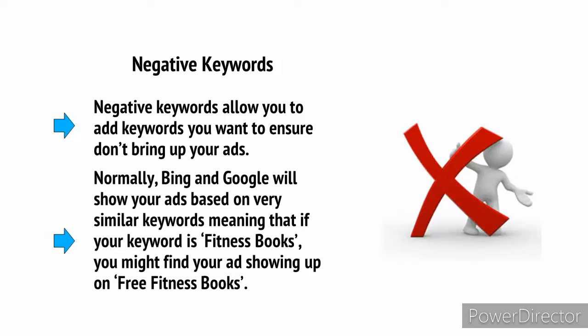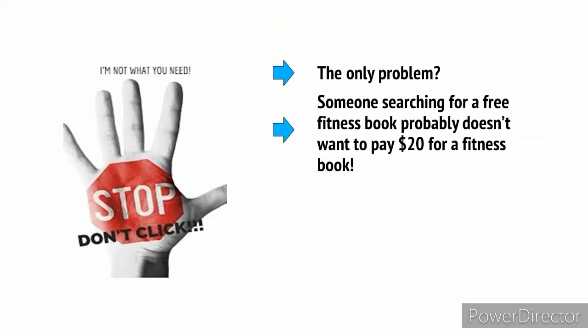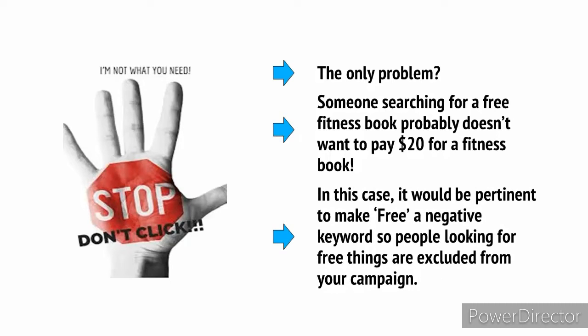Now, normally Bing and Google will show you ads based on very similar keywords, though Google does this more than Bing, meaning that if your keyword is fitness books, you might find your ads showing up on free fitness books. The only problem? Well, someone searching for a free fitness book probably doesn't want to pay $20 for a fitness book. So in this case, it would be pertinent to make free a negative keyword so that people looking for free things are excluded from your campaign.